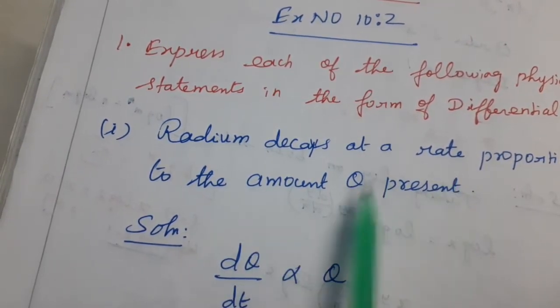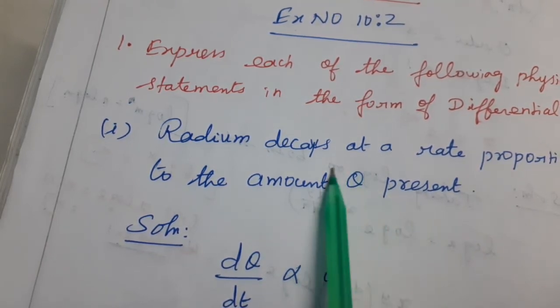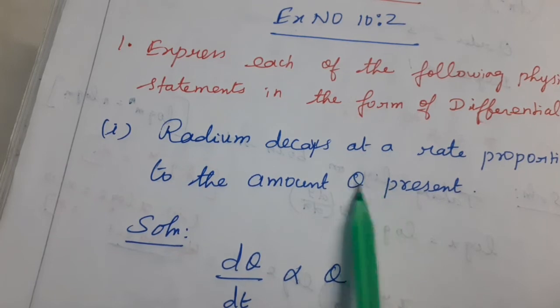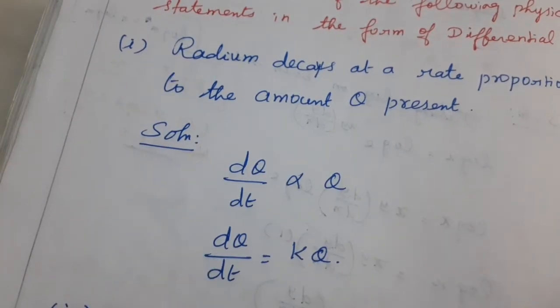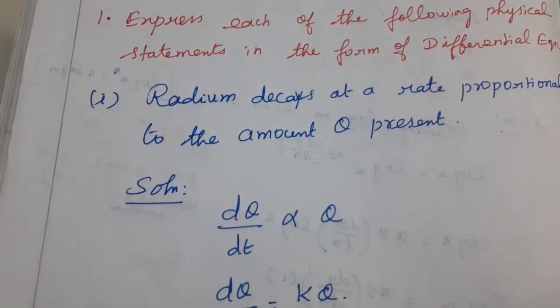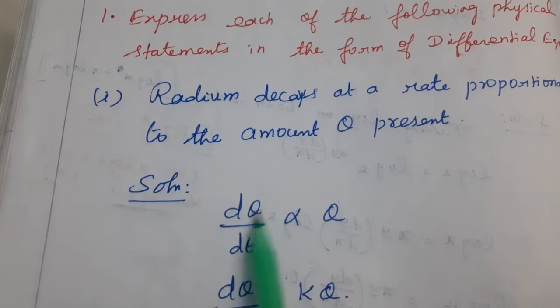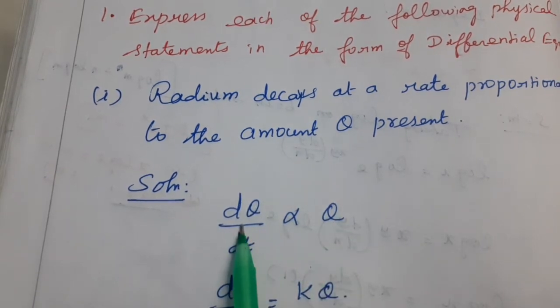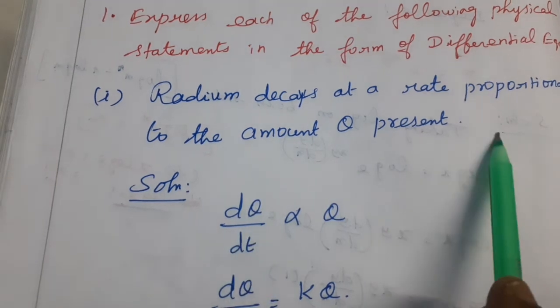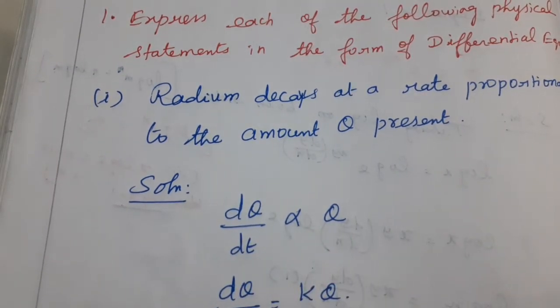Radium decay depends upon the amount Q present. How much radium will decay depends upon the amount of Q present. How will you write this physical statement? The physical statement is rewritten as a differential equation. dq by dt, with respect to time, is directly proportional to Q. So dq by dt equals K into Q.